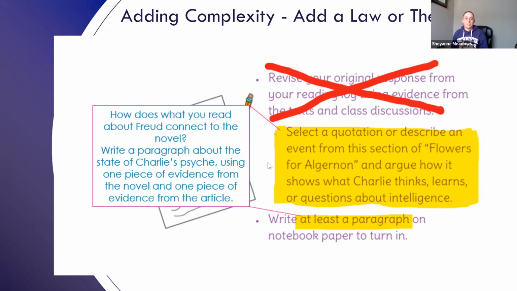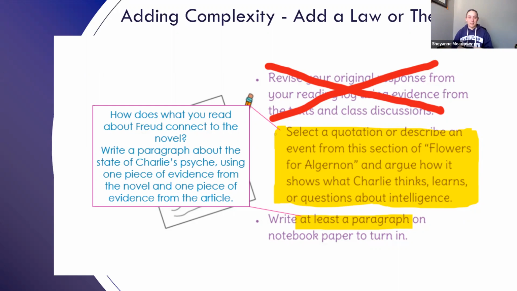a paragraph about the state of Charlie's psyche using a piece of evidence from the novel and a piece of evidence from the article. So that makes it way harder and more complex for them, because not only do they have to take this abstract psychological theory and apply it to the novel that they're currently reading, they also have to use evidence from each, and making those connections is kind of difficult.